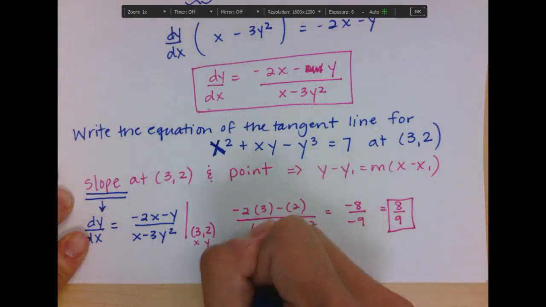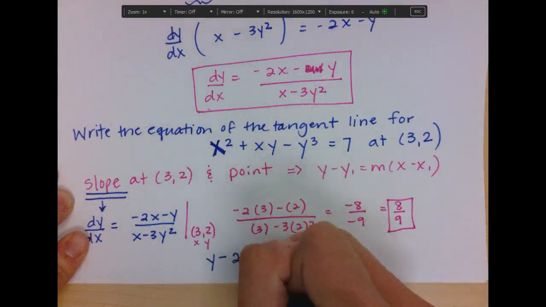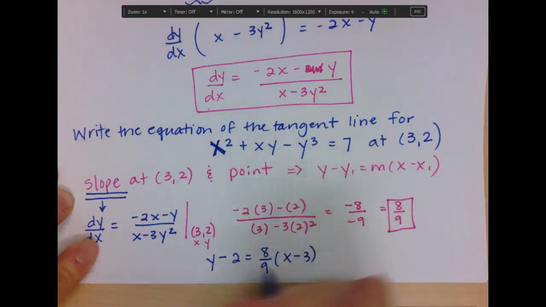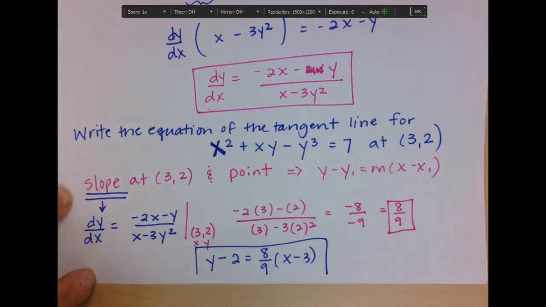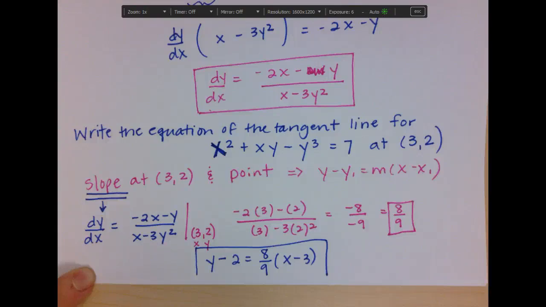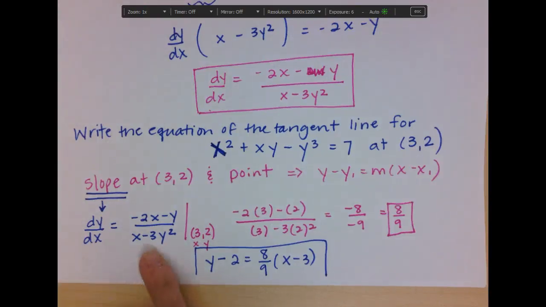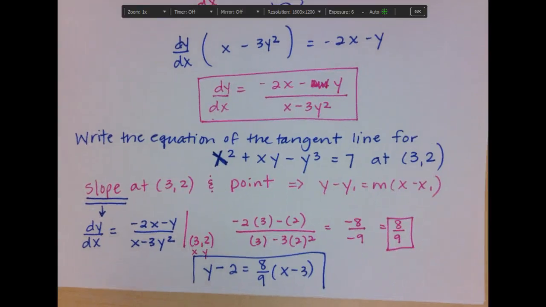Y minus 2 equals 8/9 times x minus 3. And we're done. So the only thing different here that we hadn't done in past sections is when we're evaluating at the point, we're not just plugging in an x value. Our derivatives have x's and y's in them, so we need to plug in both values.